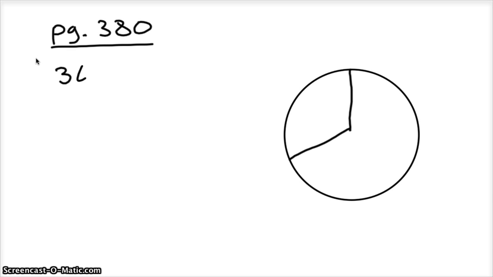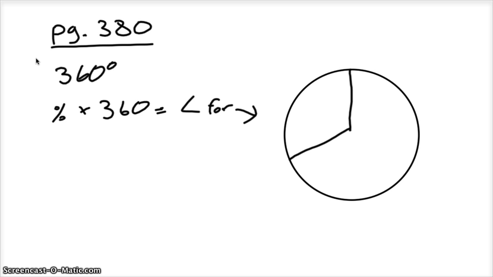We've got 360 degrees inside a circle. So you would multiply the percent times 360, and that would get you your angle for your chart. So you do your percent times 360, and it's pretty plain and simple. So I'm going to use this information for number 1 at the very bottom, right where it says pizza.